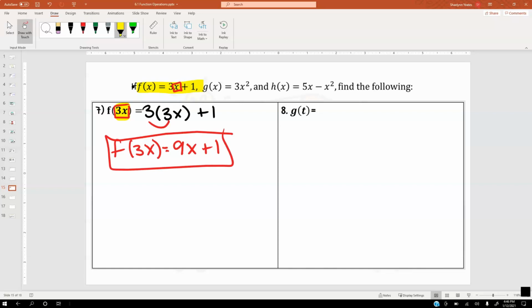So if you look over here, we've got h of x equals 5x minus x squared. We're going to take a t and replace every x. Oh, no, wait, that's h of x. We want g of x. So we've got g of x, and we're going to take our t, and everywhere we see an x in the other equation, we're going to replace it with a t. So then this just becomes 3, and then instead of x we put t squared. That's it for that one.